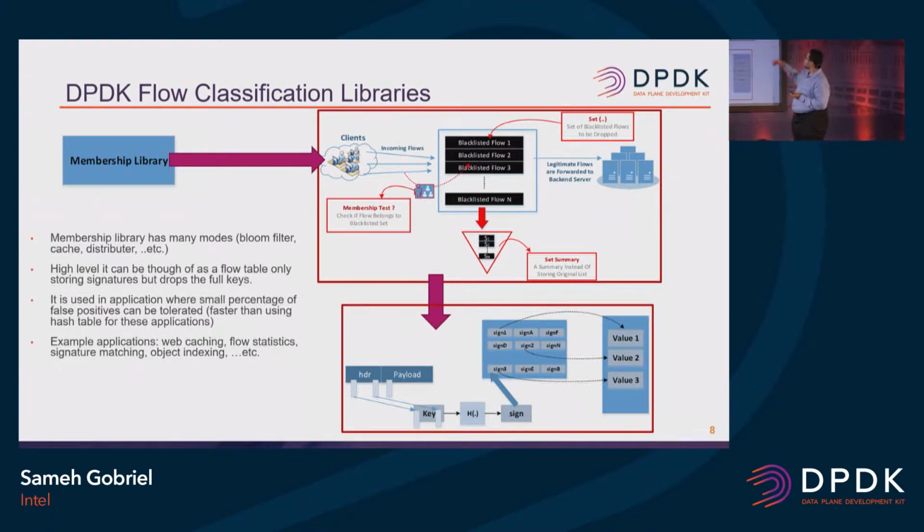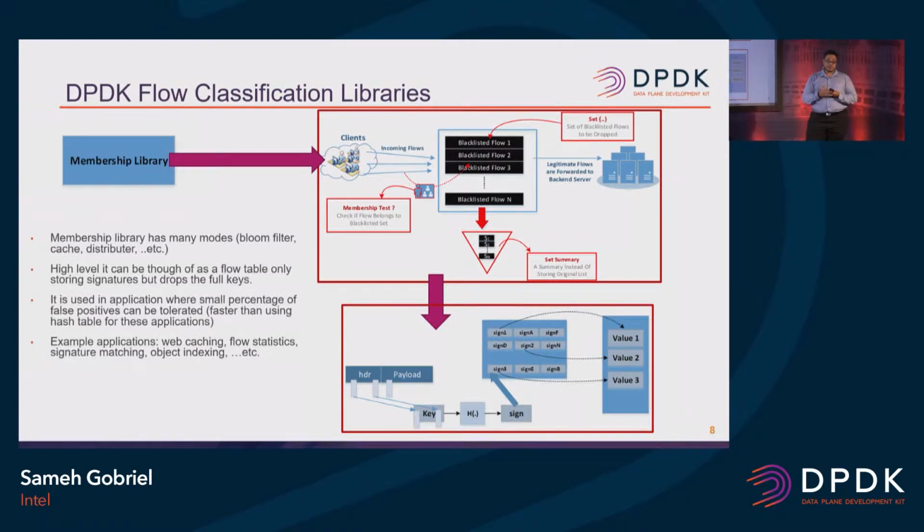You have a few backend servers, and you have users that are coming in trying to access these servers. And you have some sort of access control where you have a list of blacklisted users or blacklisted flows that should not go into accessing the backend servers. Very easily, you can have a flow table or a hash table where you are storing the blacklisted flows, and the incoming flows are checked against this list, and for the bad ones, they are dropped.